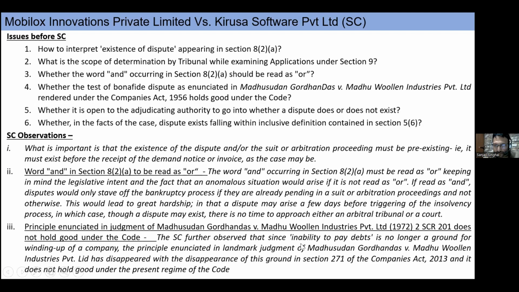So the Supreme Court further observed, next part, Madhusudan Gordhandas. Basically we can say that the Supreme Court dismissed this decision. The Supreme Court further observed that since inability to pay debt is no longer a ground for winding up of a company, the principle enunciated in the landmark judgment of Madhusudan Gordhandas has disappeared. With the disappearance of the ground in section 217 of the Companies Act, it does not hold good under the present regime of the Code. So the Supreme Court said that now this decision does not hold good in the present regime of the Code.